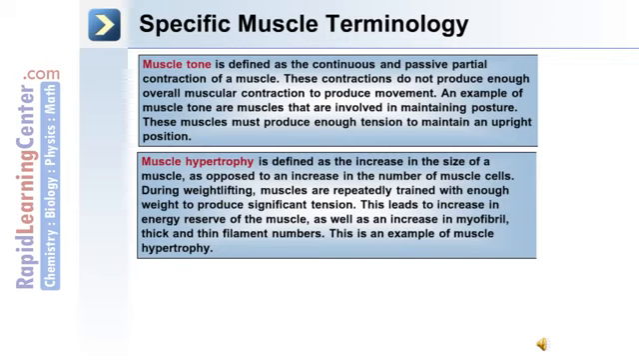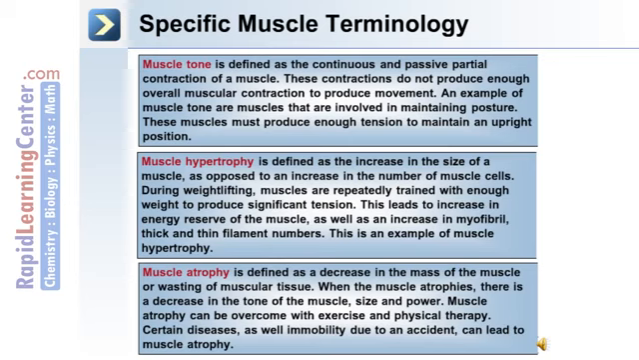Muscle hypertrophy. This is defined as an increase in the size of a muscle as opposed to an increase in the number of muscle cells. During weightlifting, muscles are repeatedly trained with enough weight to produce significant tension. This leads to an increase in the energy reserve of the muscle, as well as an increase in myofibril, thick and thin filament numbers. This is an example of muscle hypertrophy.